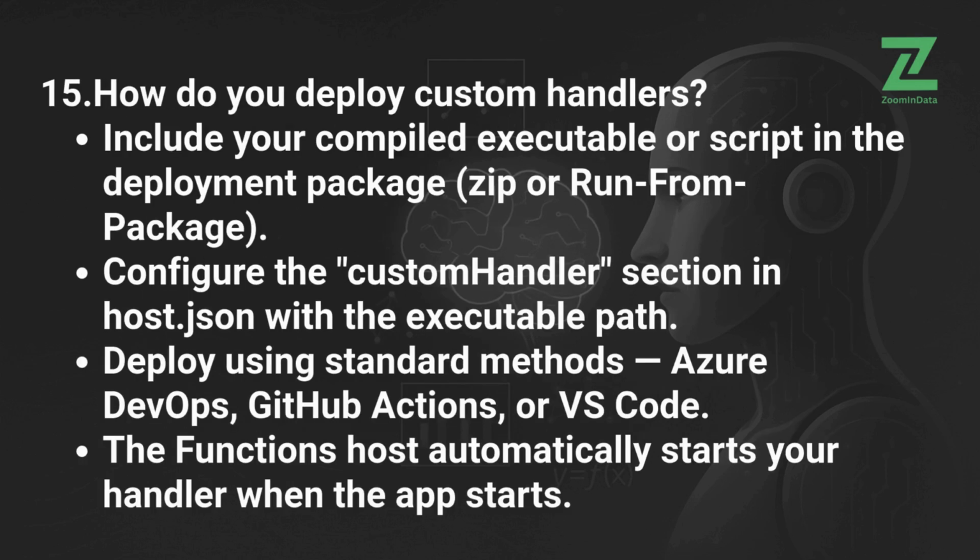How do you deploy custom handlers? Include your compiled executable or script in the deployment package, zip or run from package. Configure the custom handler section in host JSON with the executable path. Deploy using standard methods, Azure DevOps, GitHub Actions, or VS Code. The functions host automatically starts your handler when the app starts.